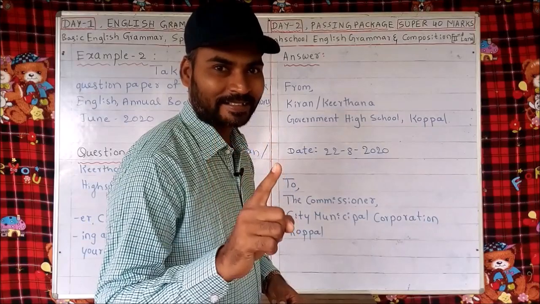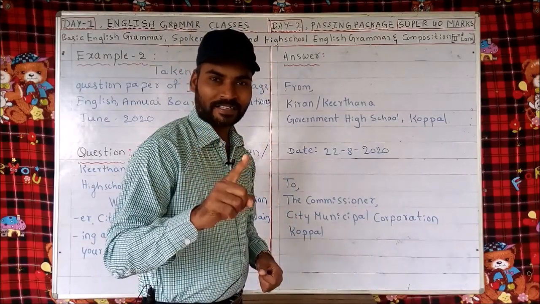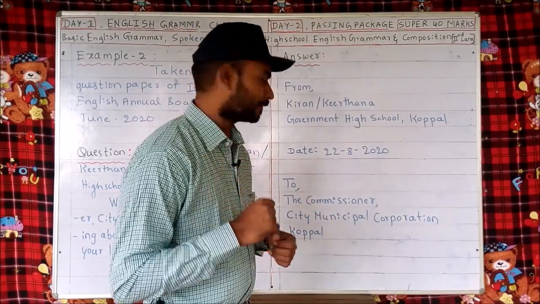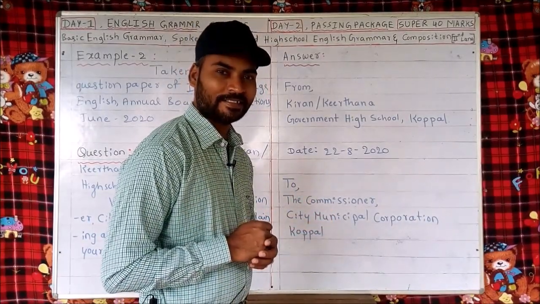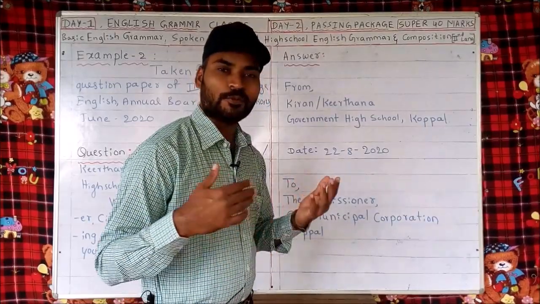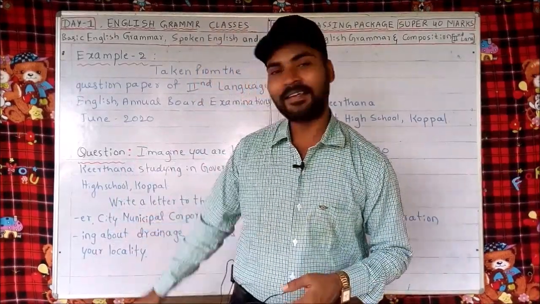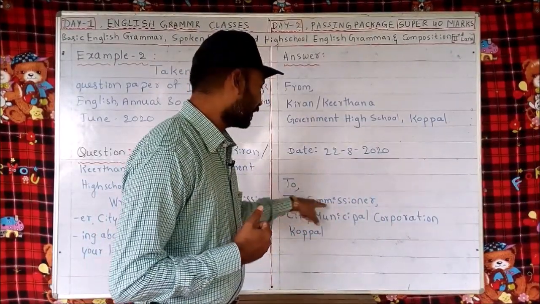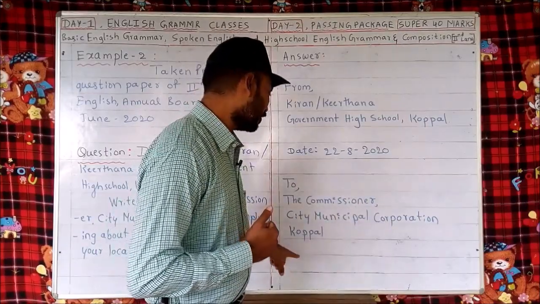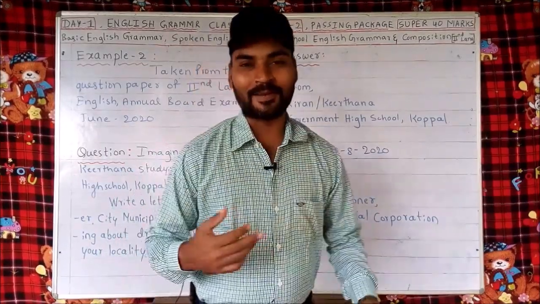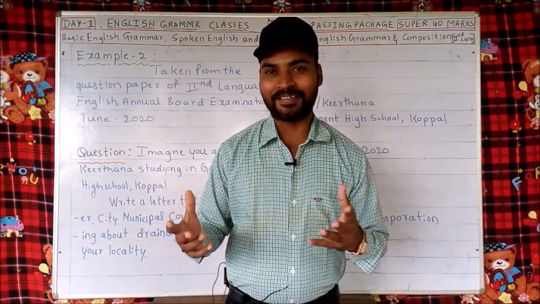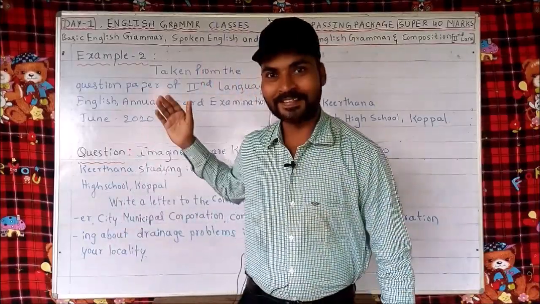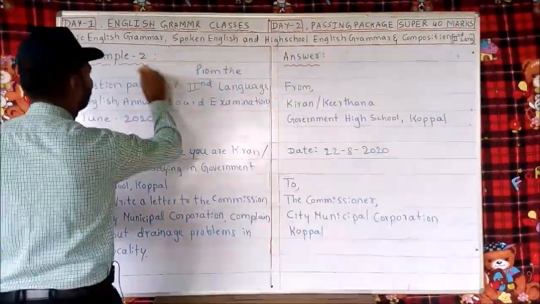The first and second steps of an official letter and a personal letter are the same, formal and informal letter. Here the third step is the to address. To address is the address which is given in the question itself. So whom are we writing the letter to here? To the Commissioner, City Municipal Corporation, Koppala. Then salutation, greeting we see on the next board. Right now 3 steps, still 6 more steps are there. Let's see them.